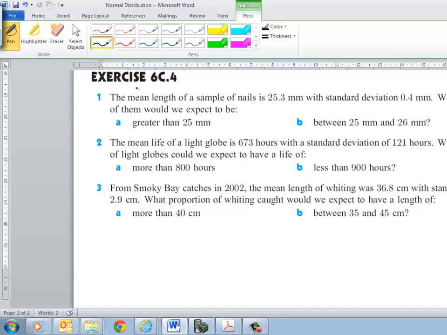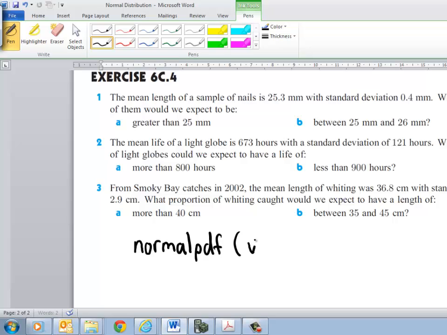Alright, you've got two things on your calculator, and I'll show you these, but I'm just going to write these down for you first of all. So if I wanted to do this first question, it's not a binomial, it's a normal distribution, and there's two types of normal ones that you're going to be looking at. So you've got a normal PDF, alright, and then what you do is you have your value, and then you have your mean value, and then you have your standard deviation. Okay, and then what that does is actually work out the probability of a result.